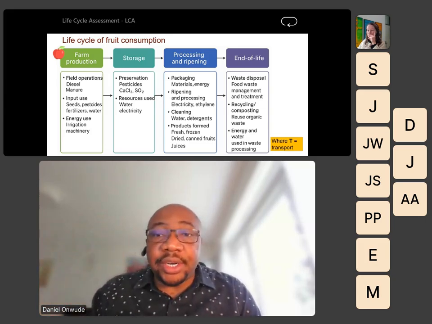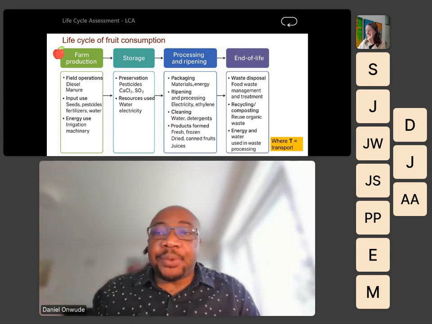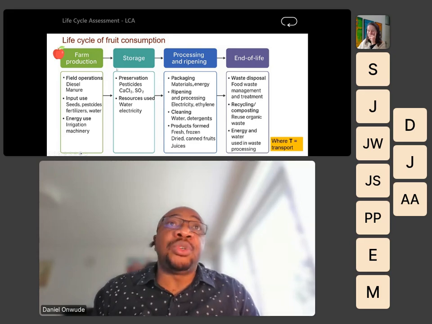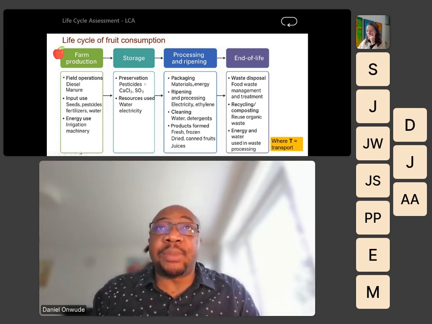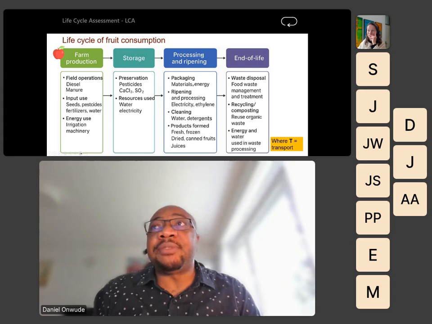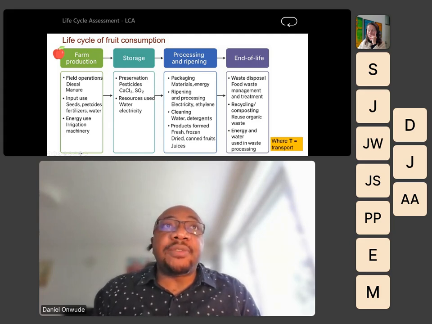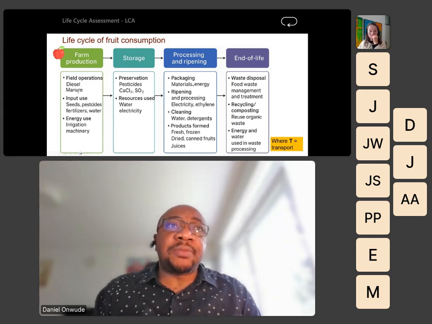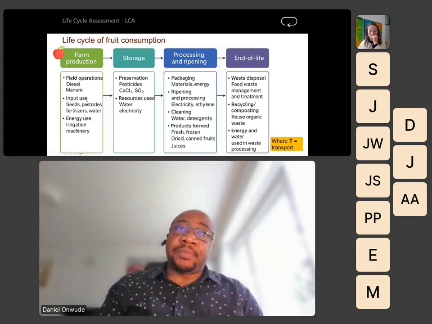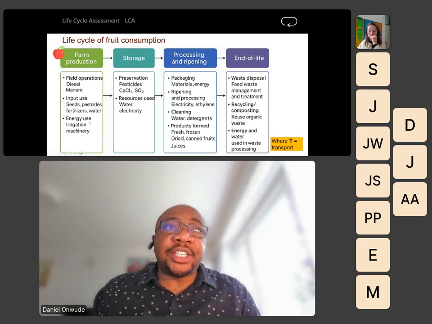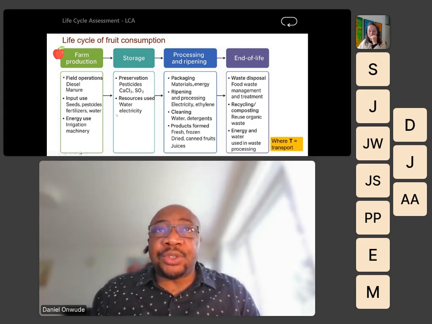So to make this more concrete, let's take an example of a fruit that is being produced. It starts from the farm, and it goes through different processes. This is just a typical short, local supply chain. It goes through storage, and then processing, and even ripening before the end of life. And in each of these phases, different things take place. Like during the farm production, we have the field operation that involves diesel, fertilizer, manure. We have the inputs used, such as the seeds, the pesticides, the water. We have the energy used, like irrigation, and also the machines that are used for farming.